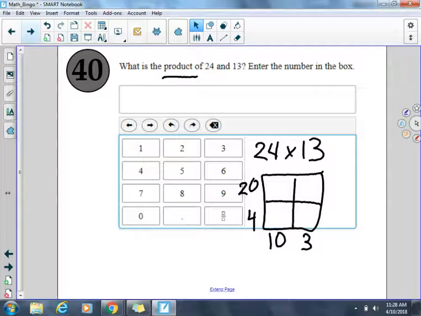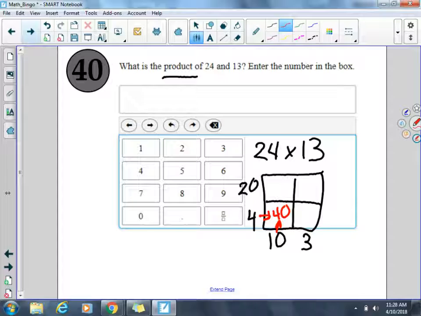So, for example, down here in the bottom right corner, you would do 4 times 10, which would be 40. Over in this piece here, you would do 4 times 3, which would be 12. Up here in the top, you would do 20 times 10. Well, 2 times 1 is 2. And then you got to put 2 zeros at the end of your answer to scoot it over in the right place. And then our last box would be 20 times 3, which would be 60.